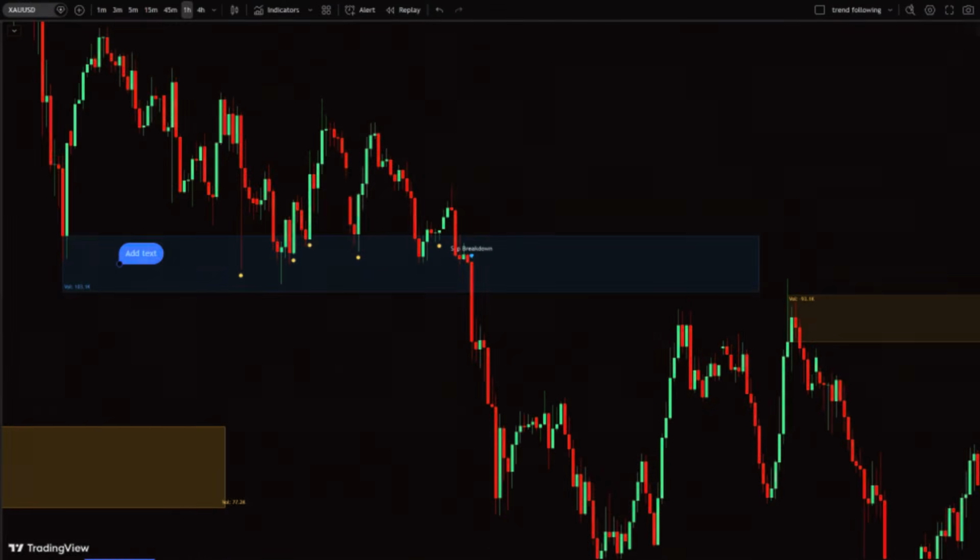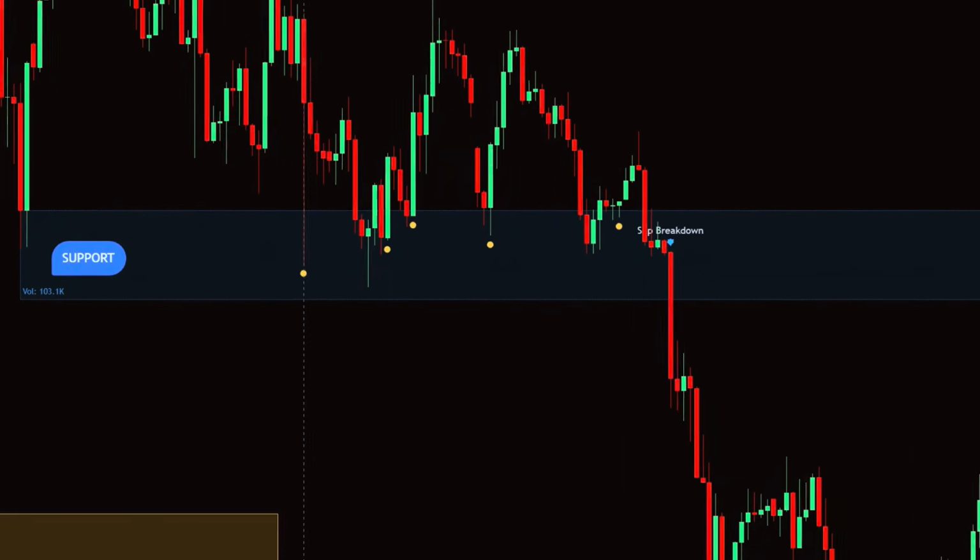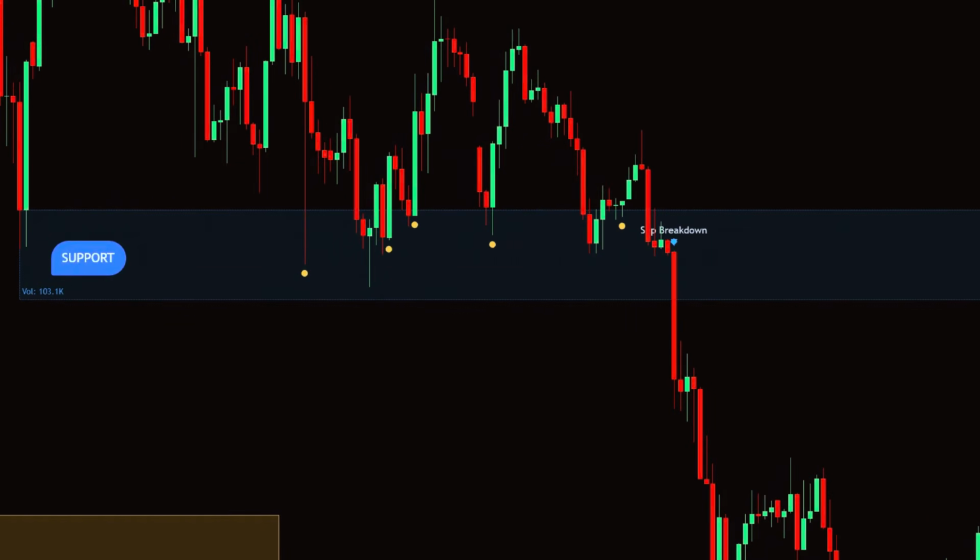Alright, let's move to the gold chart. This area here is a support zone. As you can see, every time price comes back to retest the support, the indicator prints a circle on the chart. This is the first type of signal the indicator provides. When price tests a support zone, it gives a bullish retest signal, suggesting a potential long opportunity. And when price tests a resistance zone, it gives a bearish retest signal, suggesting a potential short opportunity.